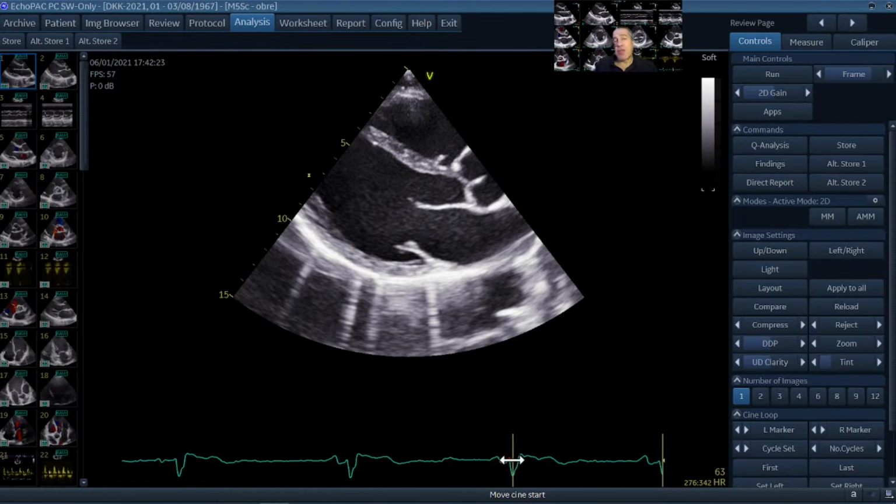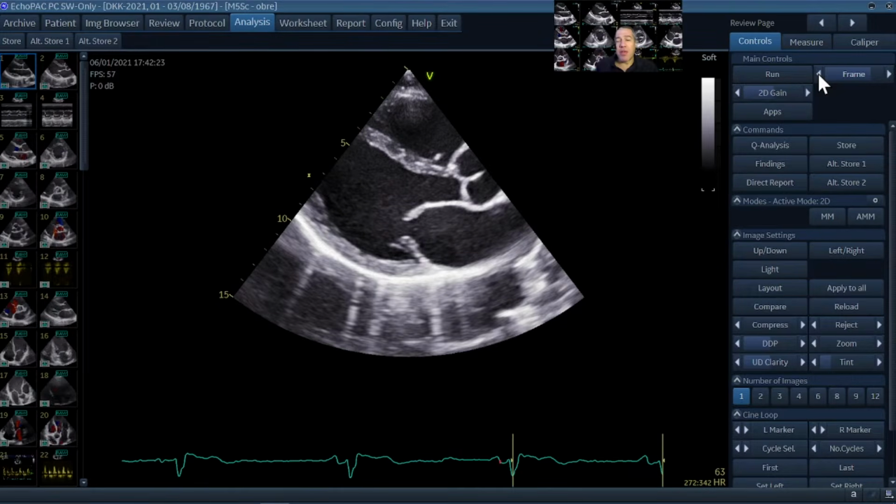Another way to identify end diastole is to look at the valves, and that is actually the preferred way in echocardiography. So here we have the mitral valve completely open. I can also go through this clip frame by frame on the right hand side. I can use these arrows here, and if I go back in the direction of the P wave, you see here that the mitral valve is a little bit closed, not completely.